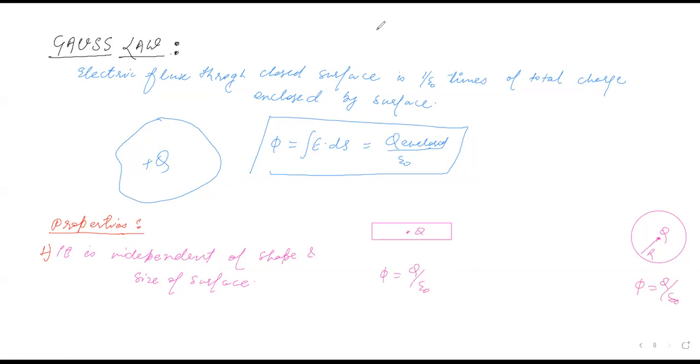Q enclosed, you can write here, Q enclosed over epsilon naught. Phi is equal to Q enclosed over epsilon naught. If you take a large sphere with radius 2r, then once again your flux will be the same, Q enclosed upon epsilon naught. Are you clear or not? Hence we can say that it doesn't depend on the shape and size of the surface. Note it down, please.